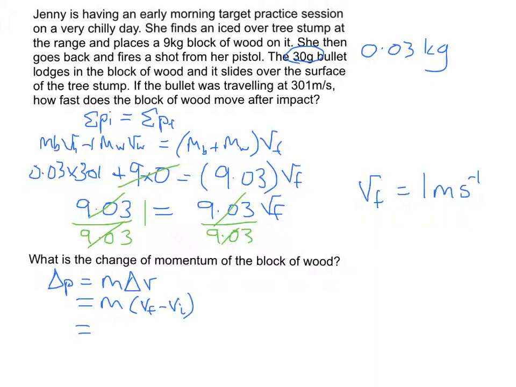In this case here, we're looking with the block of wood, so it's going to be 9 kilograms multiplied by the final velocity, which was 1 metre per second, and its initial velocity was 0. So that will be equal to 9 times 1, which is 9 kilogram metre per second. And if you remember from the last question, that's also equal to the impulse.